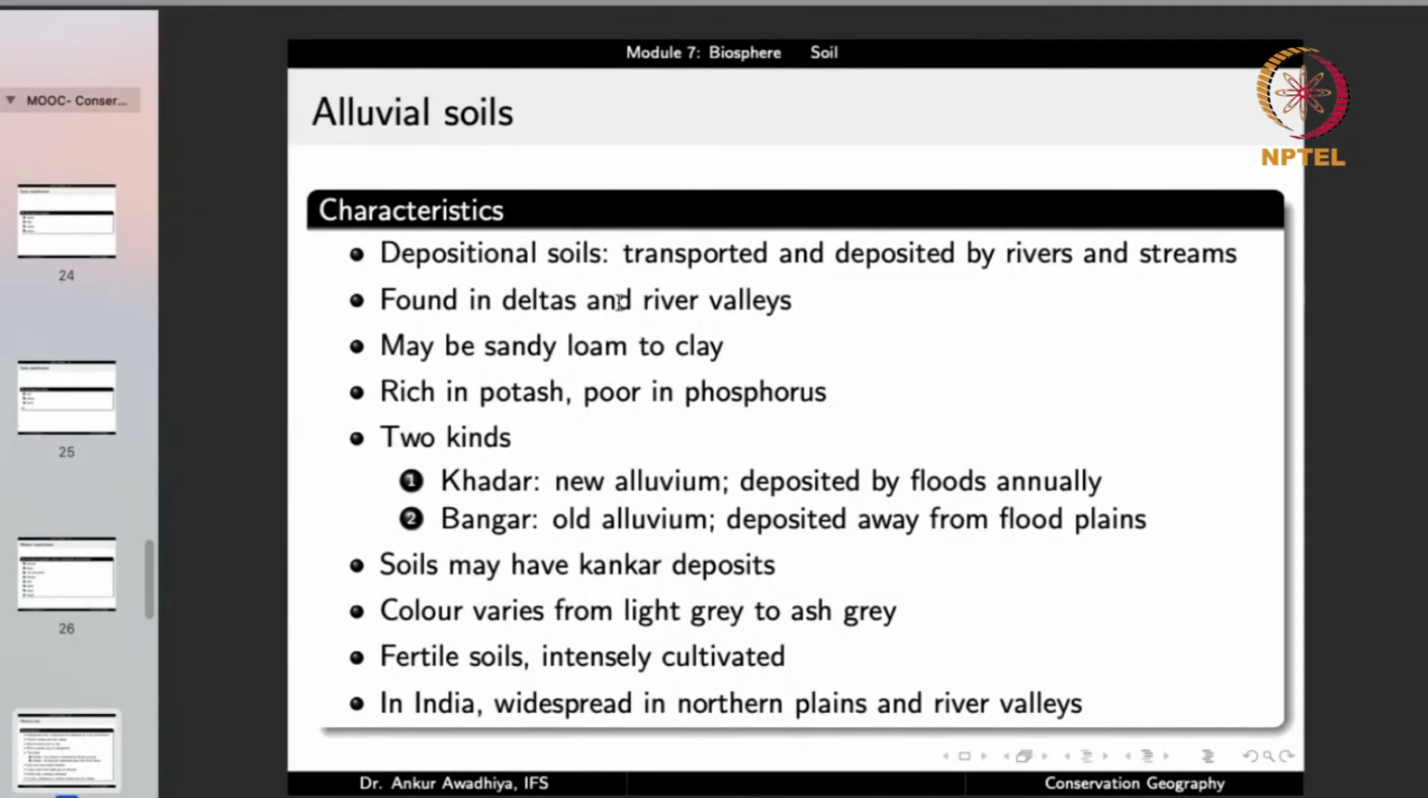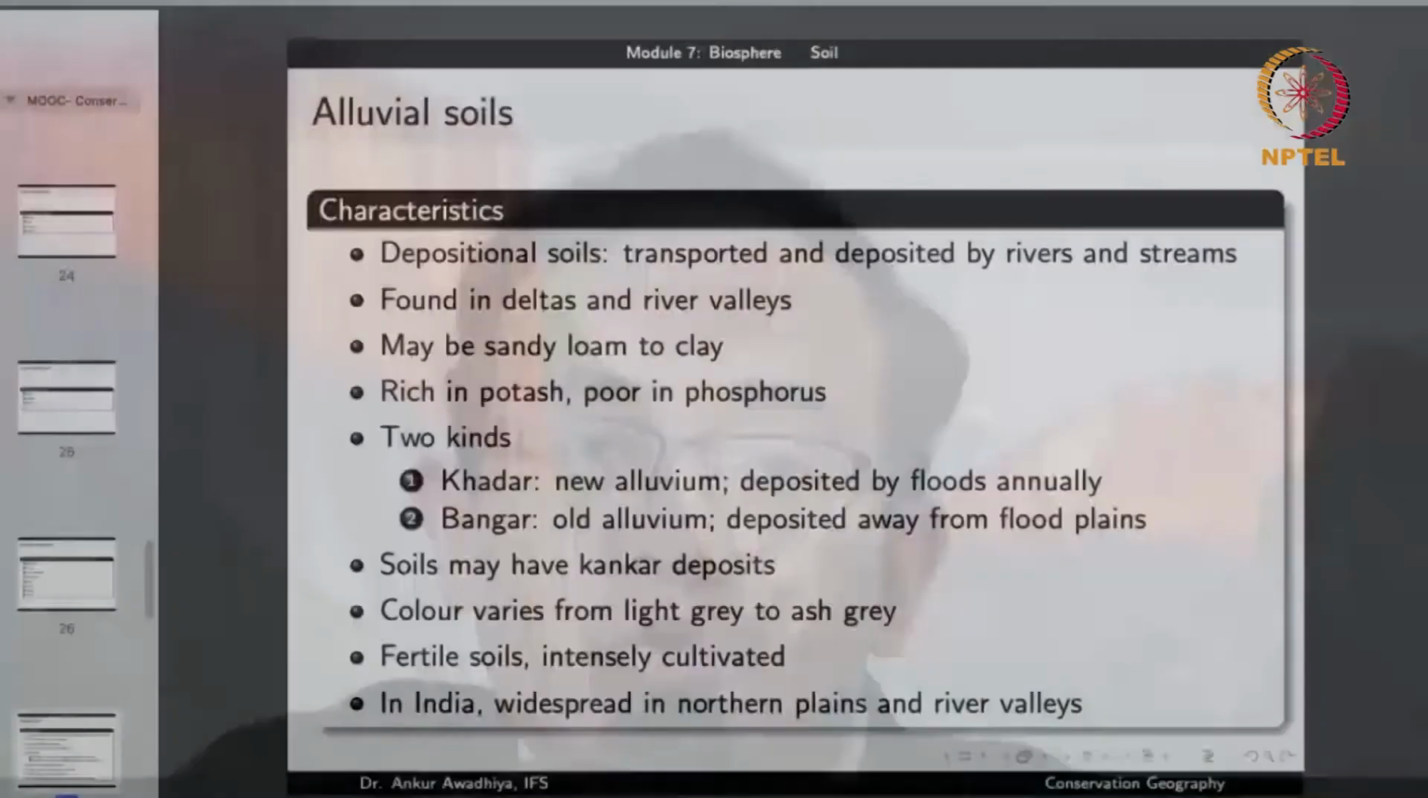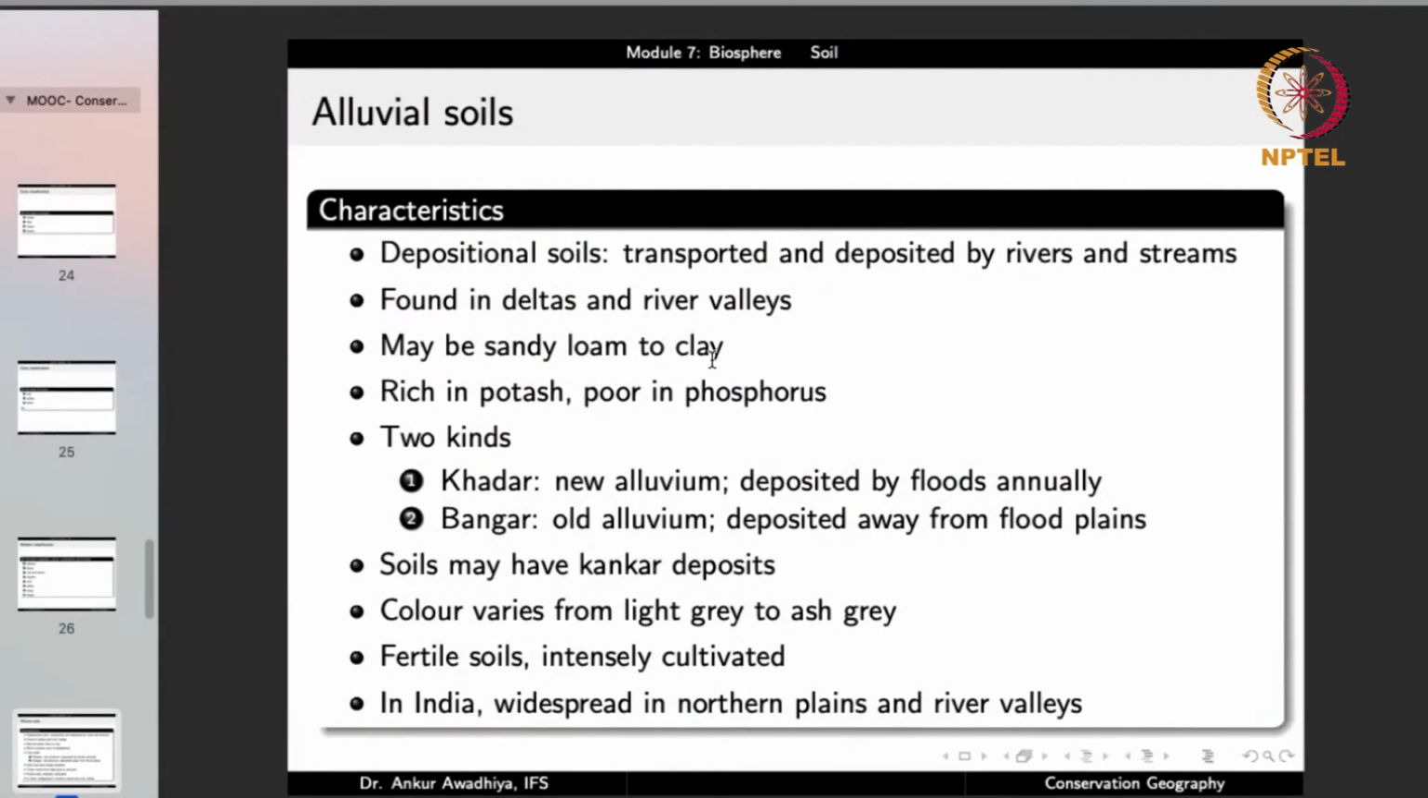So this soil is found in deltas such as the Sundarban Delta and in river valleys such as our northern plains. This soil may be sandy loam to clay. So very near to the foothills, the soil will be coarser, because when the speed reduces, the first thing that the river would shed would be the coarser particles, because they require too much energy to transport. And once the river has reached the plain area, it no longer has that amount of kinetic energy. But then at a distance from the foothills, you will find more clayey soil. So this soil may be sandy loam to clay.